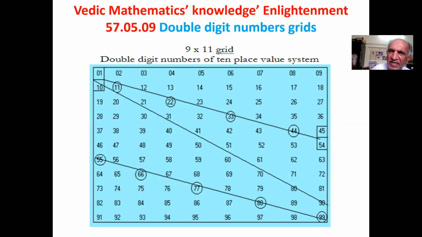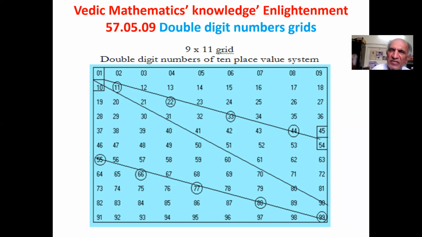On the computer screen is the 9 cross 11 grid, which accommodates 99 double digit numbers of 10 place value system. Like that, we can reach the entire range of place value systems. So there will be the entire range of double digit numbers accommodated within the grids.